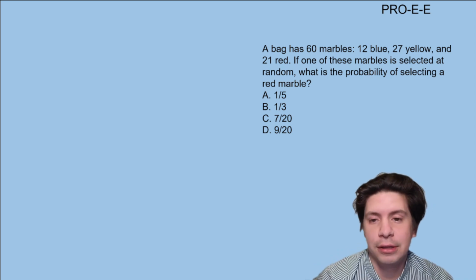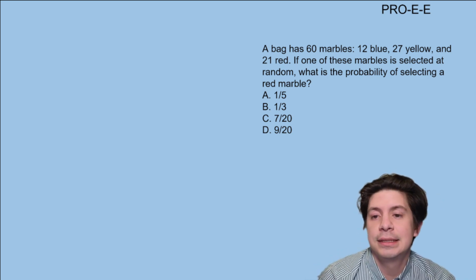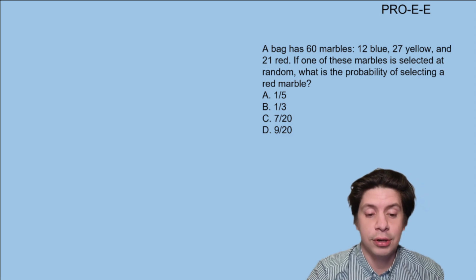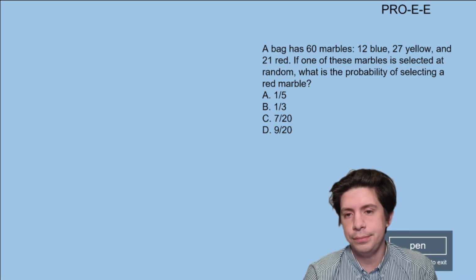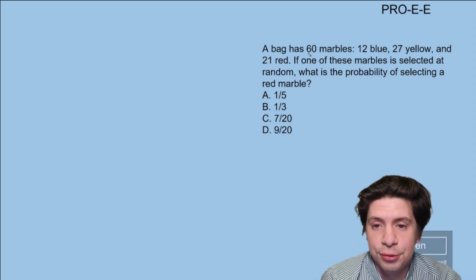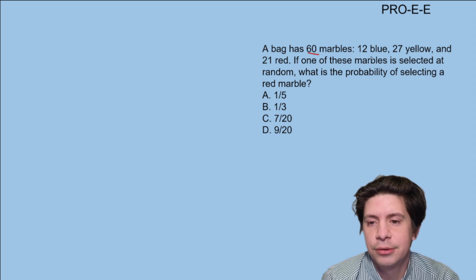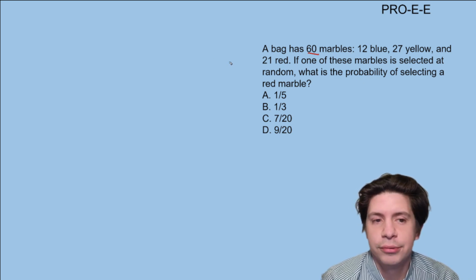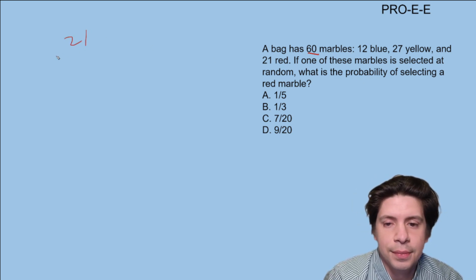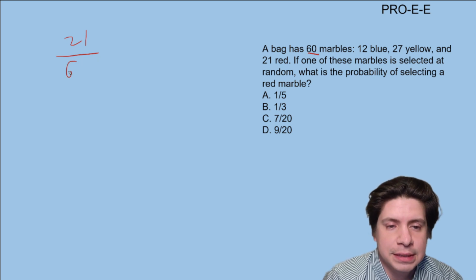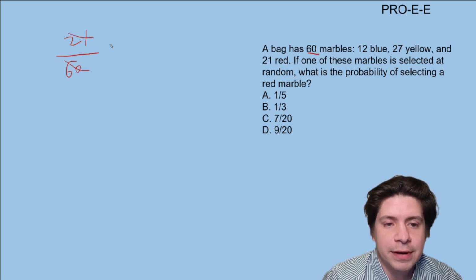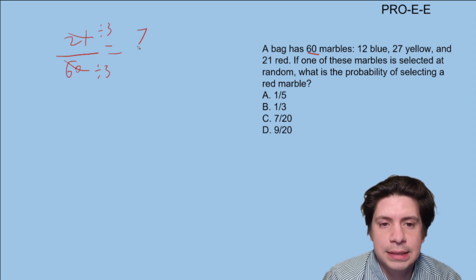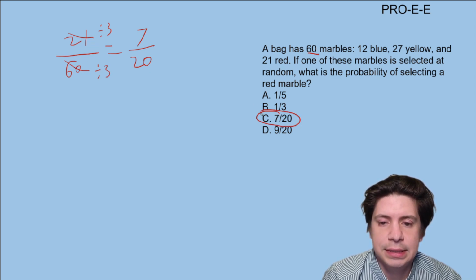So here you're just trying to find the probability of one condition. It's similar to the previous one, but there's no chart this time. It tells us the total as well, so that's nice, right? So what is the probability of selecting a red marble? So we're going to do 21 out of 60. And when we divide them both by 3, because that's the common denominator, we're going to get 7 out of 20. And that's going to be C.